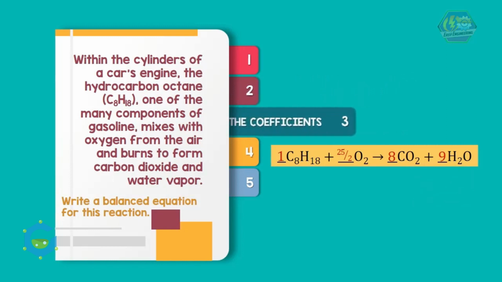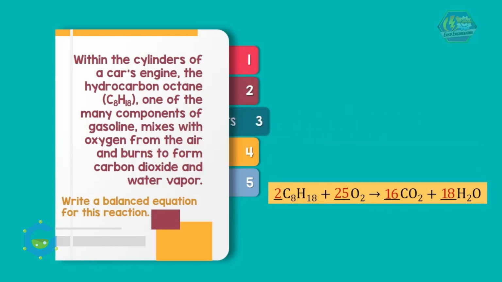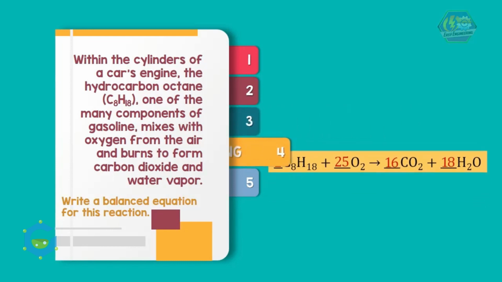Now step number 3, adjust the coefficients. We need to multiply by 2 to obtain whole number coefficients. Now step number 4, checking.